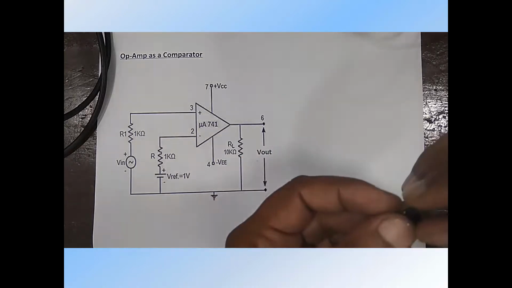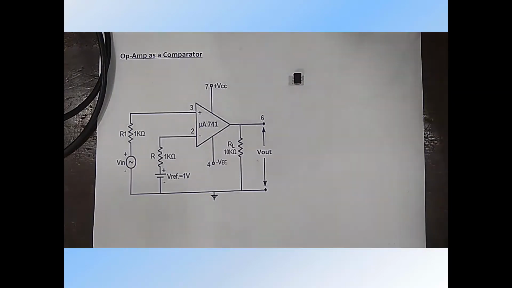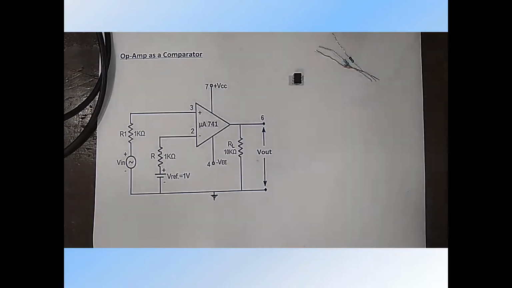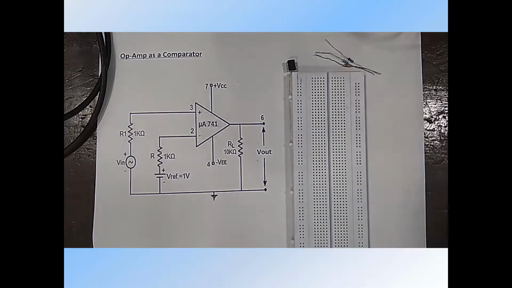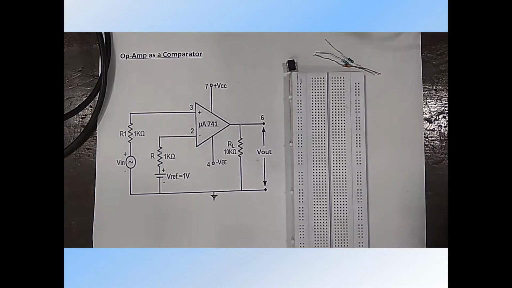This is IC 741, an 8-pin IC. These are 3 resistors, 2 are of 1 kilo ohm and 1 is 10 kilo ohm. This is the breadboard. And also we need some jumper wires as per our requirement. These are some jumper wires.